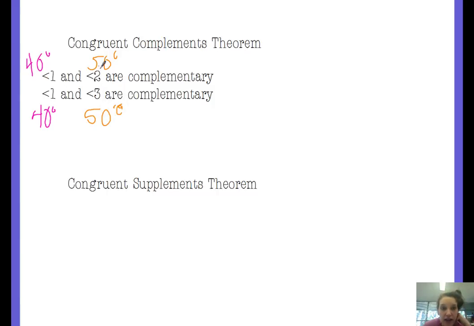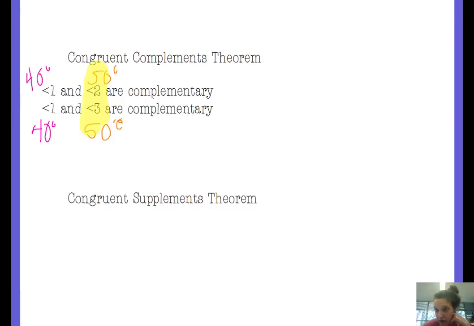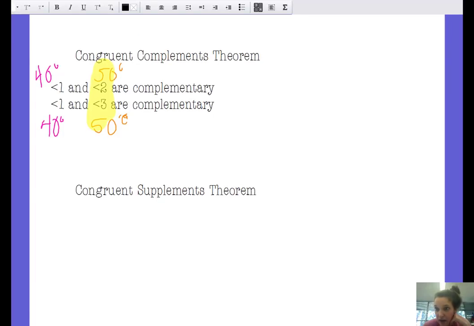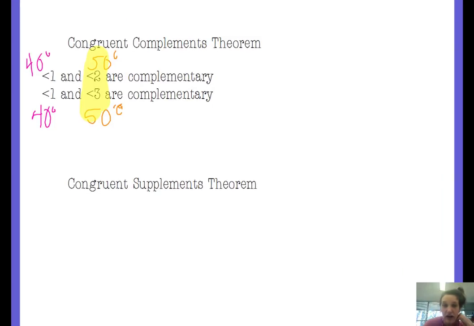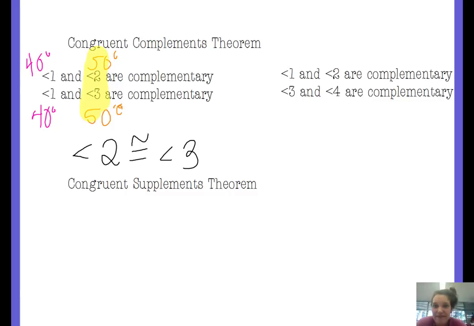So angle 1 and angle 2 are complementary. Angle 1 and angle 3 are complementary. That means these two angles are going to have to be congruent to each other. So by the congruent complements theorem, angle 2 should be congruent to angle 3. Because angle 2 is complementary to angle 1, and angle 3 is also complementary to angle 1.